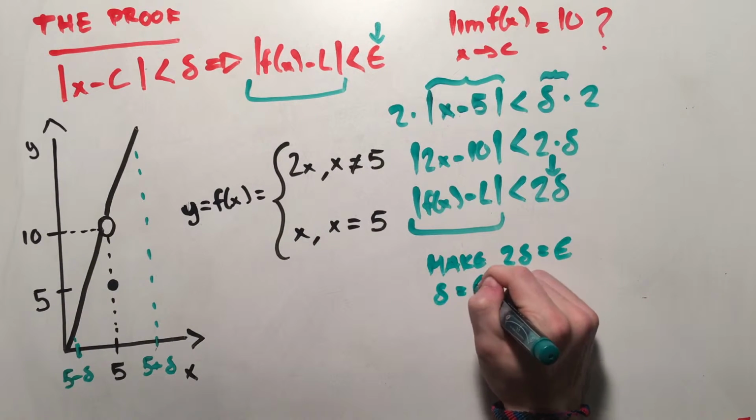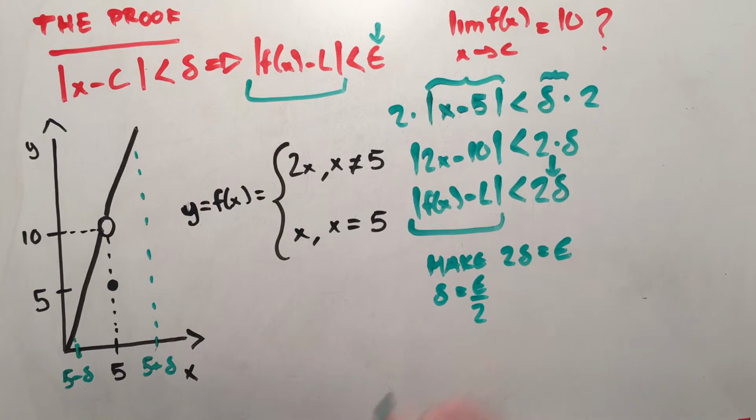Because f of x equals 2x at every location, we know that delta equals epsilon over 2 at every location on the graph, so the limit as x approaches 5 is definitely 10.